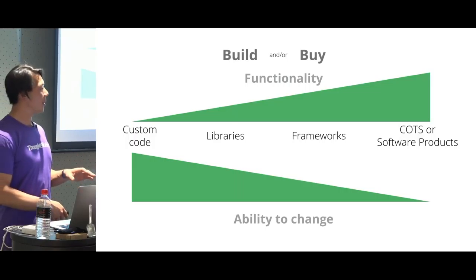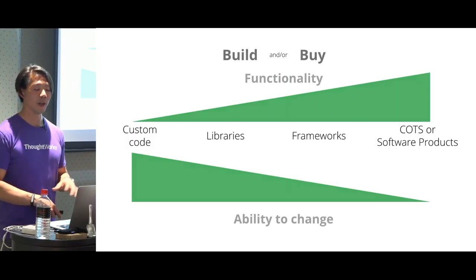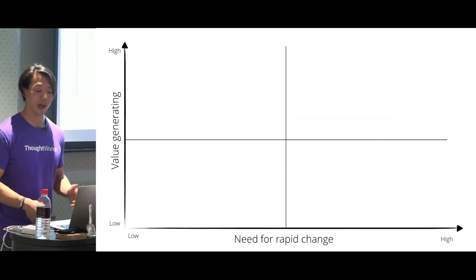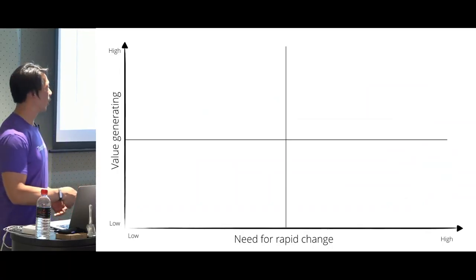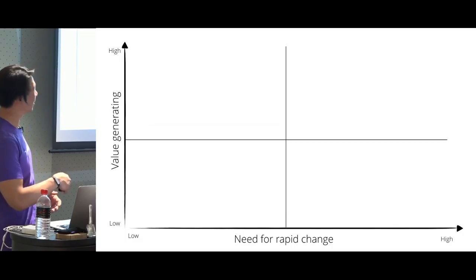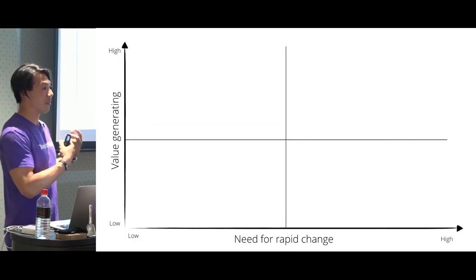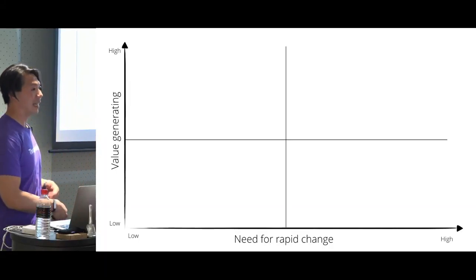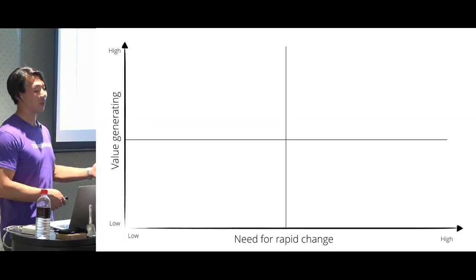So when I think about systems, I often use this sort of chart to think about where it makes sense to think about evolutionary architecture. So if you think in terms of, is your system or component a value-generating thing? Does it make a lot of money? Is it a really important thing for the business? And does it actually need to change in response to domain changes?